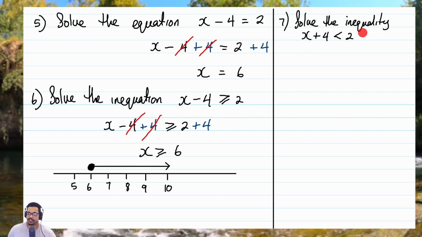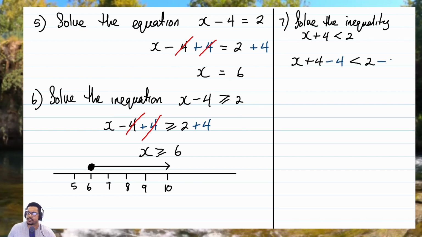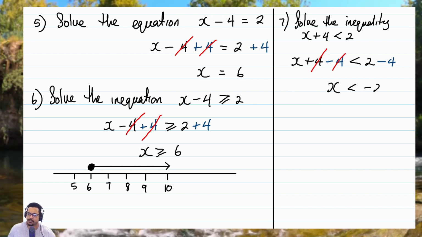So here we have to solve this inequality where we have x plus 4 is less than 2. So to get x by itself, I'll need to subtract 4 from the left-hand side, and I must do the same thing to the right-hand side. So I'll have x plus 4 take away 4 is less than 2 take away 4. So this 4 take away 4 will give you 0. Therefore, these two are out. So I'll have x is less than 2 take away 4, which is negative 2.